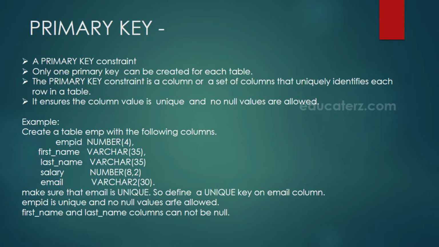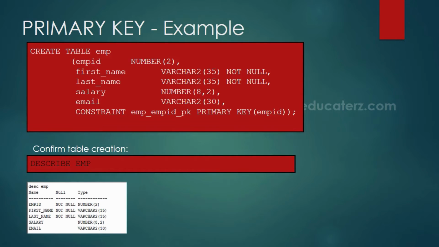Example, let us create a table emp with the following columns: emp ID, first name, last name, salary, email. The requirement is make sure that email is unique, so define a unique key on the email column. Emp ID is unique and no null values are allowed. That means we have to define emp ID as primary key, and first name and last name columns cannot be null, so not null constraints can be imposed on first name and last name columns. So let us write a create statement to create the emp table.